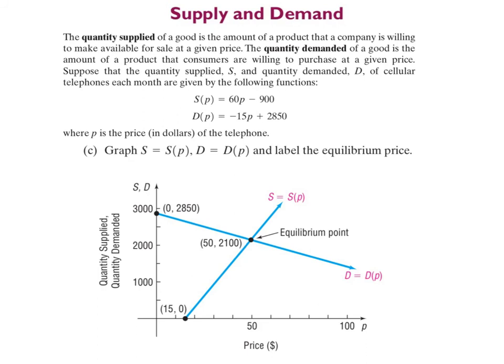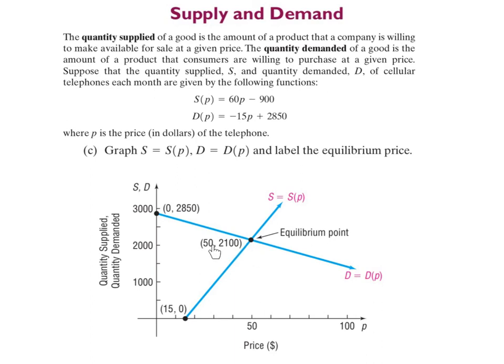The last thing to do here is to graph both equations and figure out the equilibrium point. So we determined that at $50 and 2,100 phones supplied is the sweet point, the equilibrium point, where these two things equal each other. So while graphing these two lines is all well and good, being able to analyze this graph is far more useful.